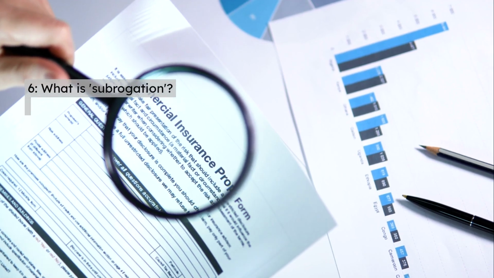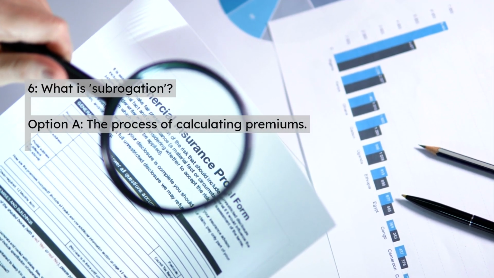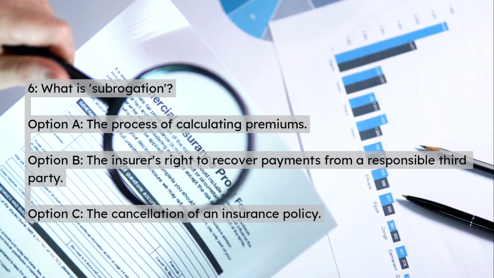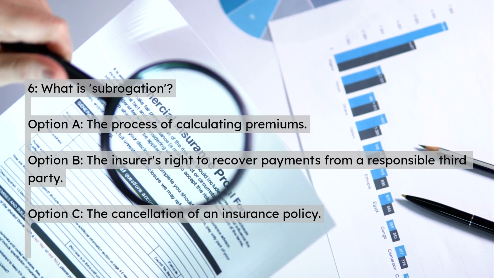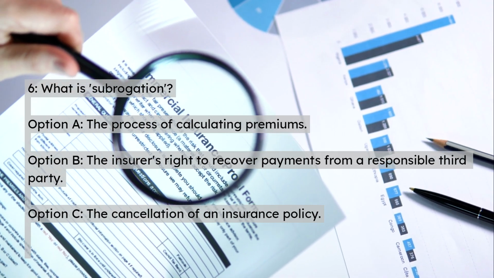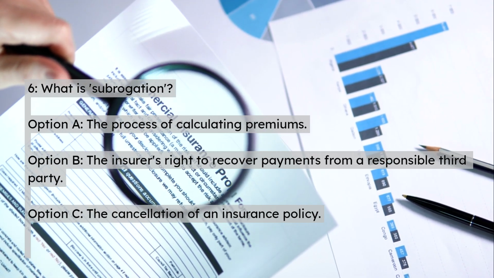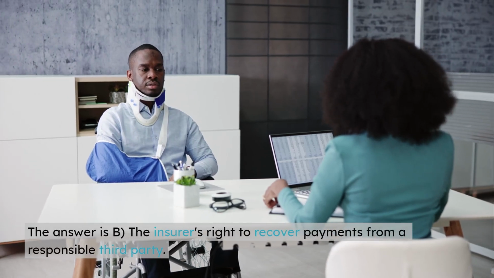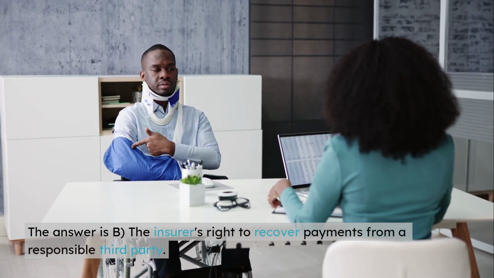6. What is subrogation? Option A, the process of calculating premiums. Option B, the insurer's right to recover payments from a responsible third party. Option C, the cancellation of an insurance policy. The answer is B, the insurer's right to recover payments from a responsible third party.